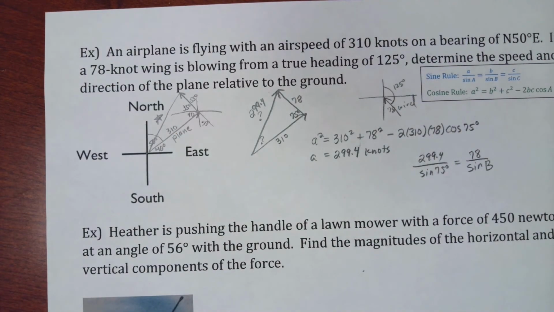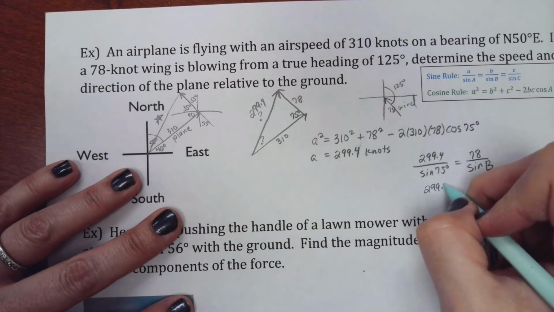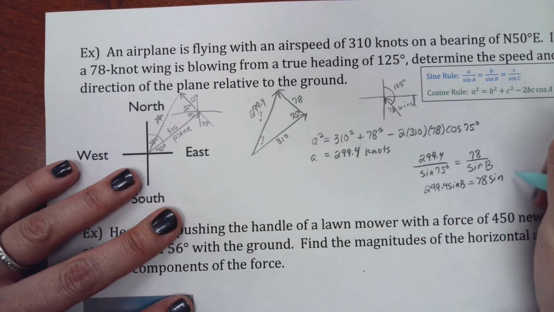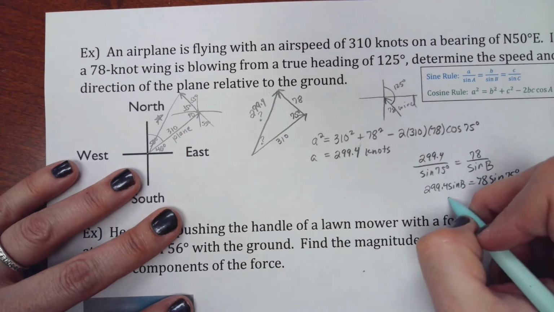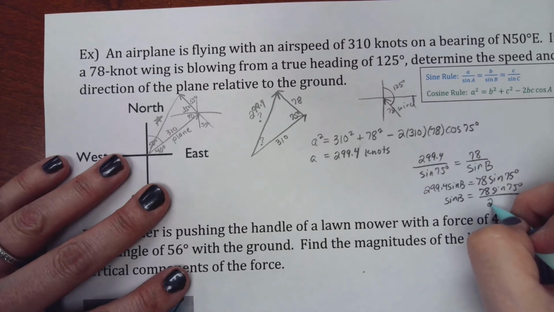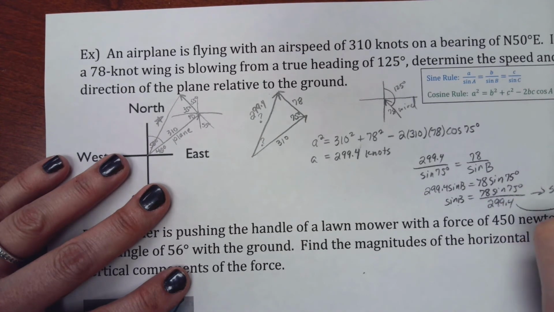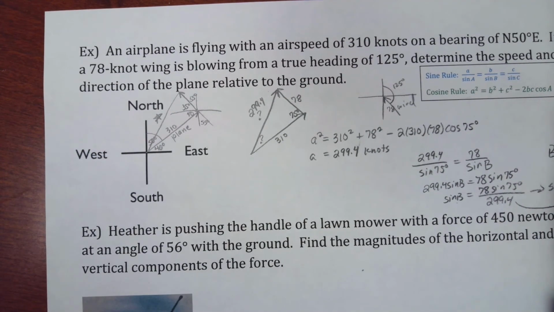All right, so I got to cross multiply. So if I cross multiply, I get 299.4 sine B equals 78 sine 75. All right, and then divide by 299.4, so I get sine B equals 78 sine 75 over 299.4. So that's some value, and I have to do the inverse sine, right? So I could do sine inverse of that fraction right there. So it's going to tell me angle B. So that comes out to 14.6.